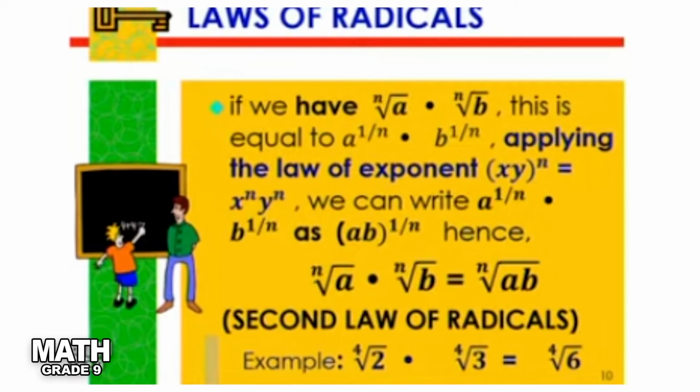An example is the fourth root of 2 times the fourth root of 3 is equal to the fourth root of 6. That is again applying the second law of radical.